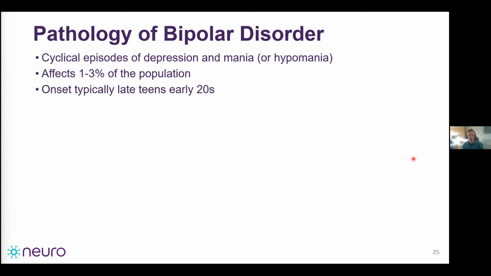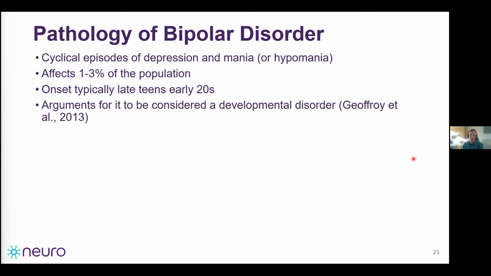So the onset is typically in the late teens to early 20s, which is why we were really interested in characterizing that age range from about 17 to 45. And there's also some arguments being made within the bipolar disorder research community for it to be considered as a developmental disorder. So this made bipolar disorder an interesting population to investigate with this methodology.